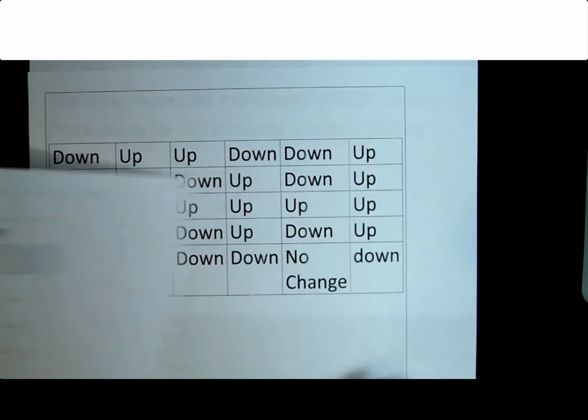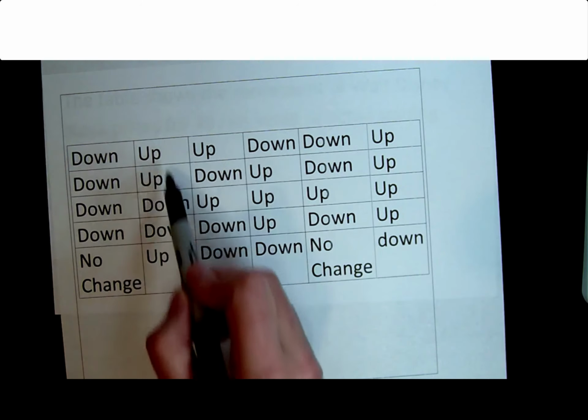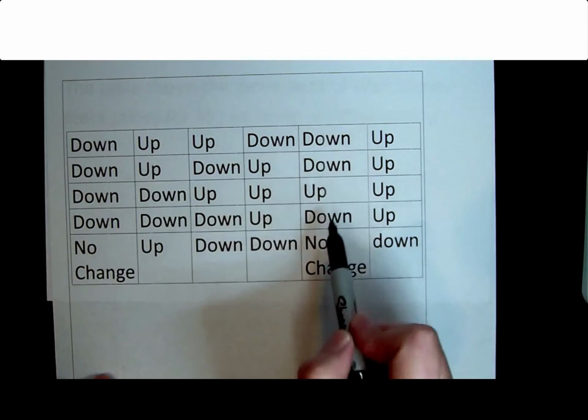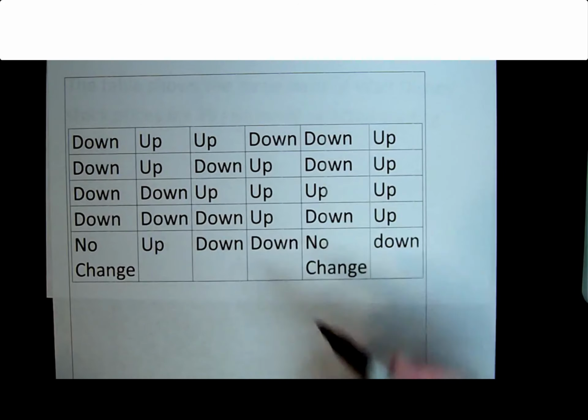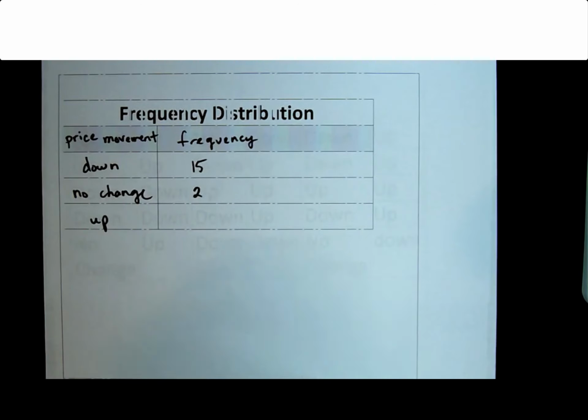Okay. So how many data values are down? Let's see, we have 1, 2, 3, 4, 5, 6, 7, 8, 9, 10, 11, 12, 13, 14, 15. Okay, so the frequency of data value down is 15. What about no change? 1, 2. So the frequency of data value no change is 2. Up, let's see. 1, 2, 3, 4, 5, 6, 7, 8, 9, 10, 11, 12, 13.